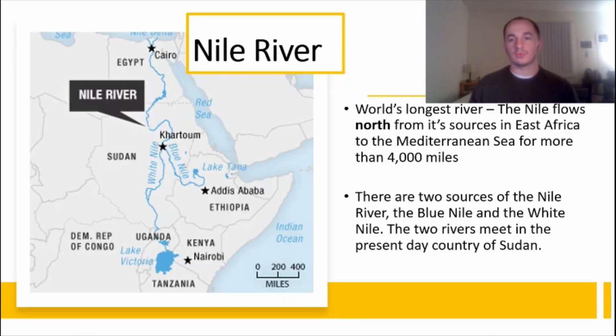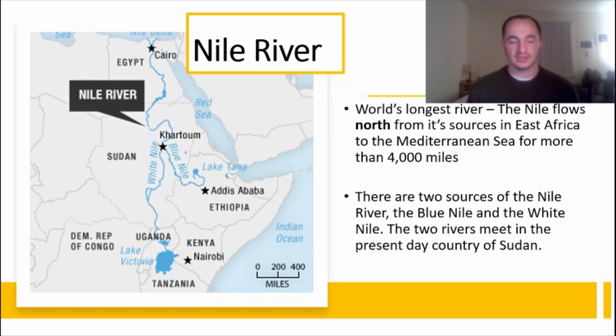So the Nile River, the world's longest river, the Nile flows north. So most times when we think about rivers, we think about them flowing from a large body of water, which would be, in this case, the Mediterranean Sea. We would imagine that the Mediterranean Sea flows down and feeds the Nile River, but we actually see that the Nile flows north from its sources in East Africa. So we have two sources for the Nile to the Mediterranean Sea for more than 4,000 miles.